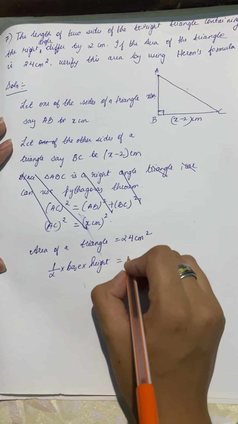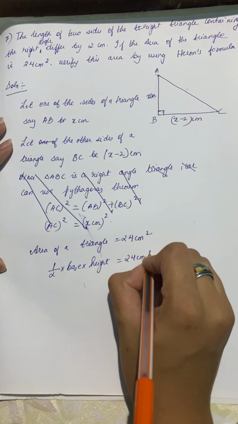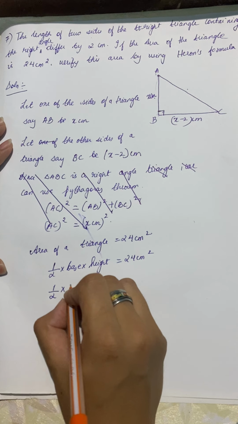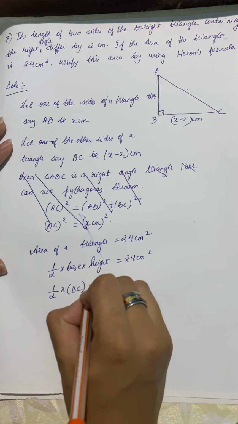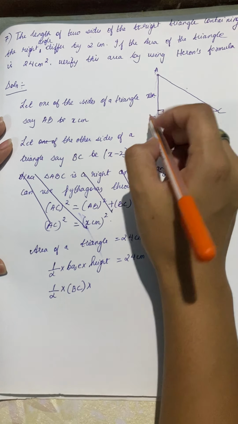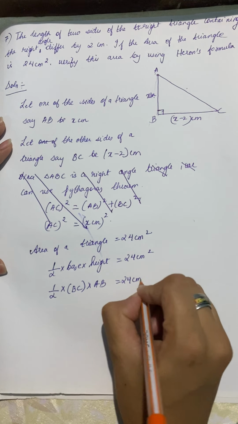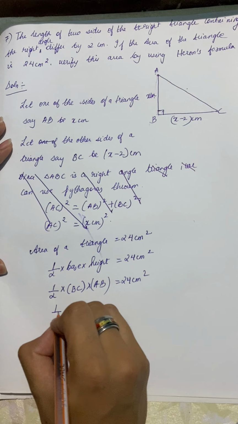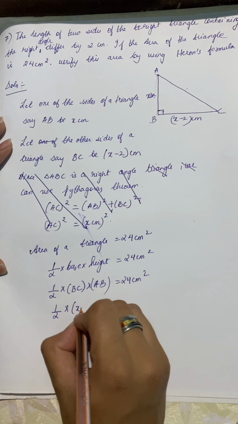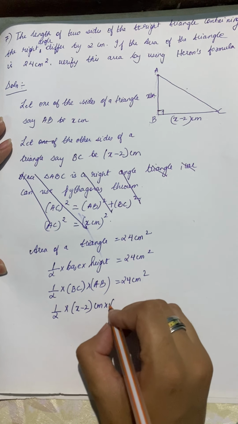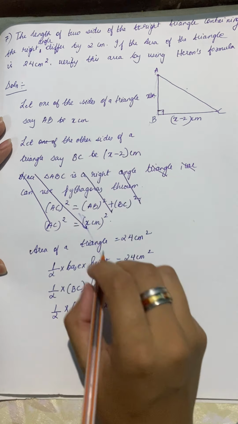Is equivalent to 24 centimeters square. So half, what is the base here? Base is BC, and the height is AB. Clear? Now what is BC? BC is x minus 2 centimeter, and AB is what? AB is x centimeter. Clear?